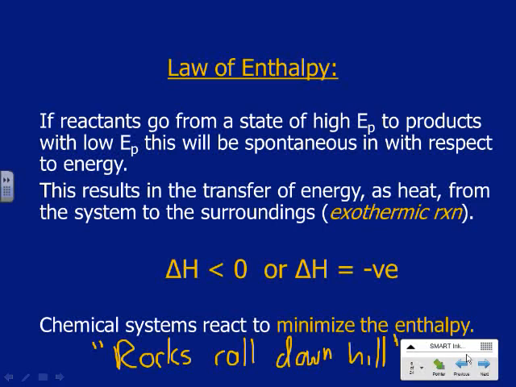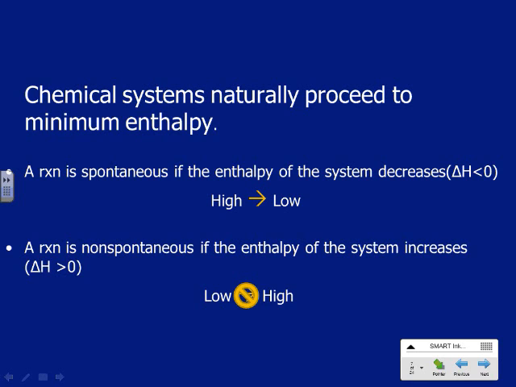The universe drives that reaction forward. So this next slide here: chemical systems naturally proceed to minimum enthalpy. I think we've expressed that. A reaction is spontaneous if the enthalpy of the system decreases, if the delta H is negative, so high enthalpy to low enthalpy. A reaction is non-spontaneous if the system increases in enthalpy, in other words, a positive delta H, and there's my does not proceed. I think we get that idea. I don't think we need to write that down. If a reaction is exothermic, the universe likes it. It has the potential for being spontaneous.